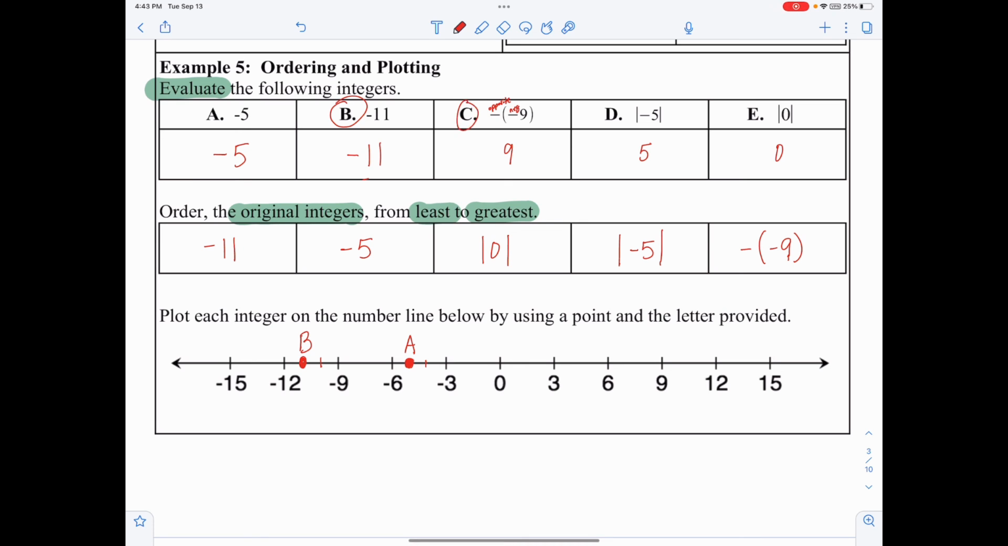Now we're on to point C, which is 9, and that's right there. And then we have point D is 5, so we have 4, 5, 6. I'm going to go ahead and plot my point for D. And then we finally have E, which is just 0. So let's plot our point for 0 and label it with E.